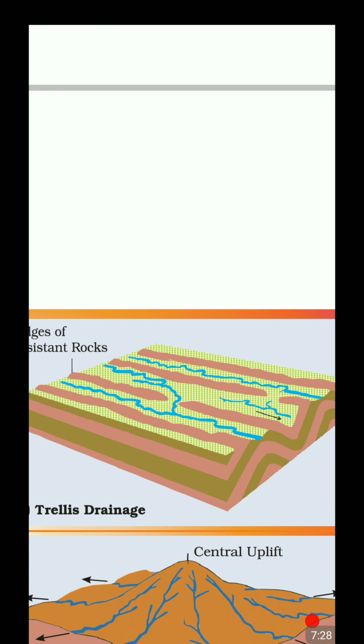All right, so we discussed trellis, and one example is the Appalachian Mountains. We discussed dendritic, we discussed trellis, we discussed rectangular drainage. Next is the radial drainage. In radial drainage, the streams flow in different directions from the central dome, for example, Ranchi and Amarkantak, right? And finally, we have the parallel drainage. For example, the western slope of the Western Ghats forms the parallel drainage system, right?